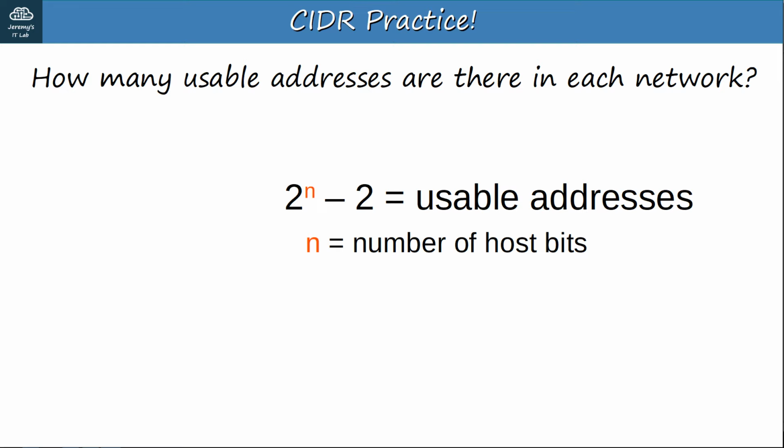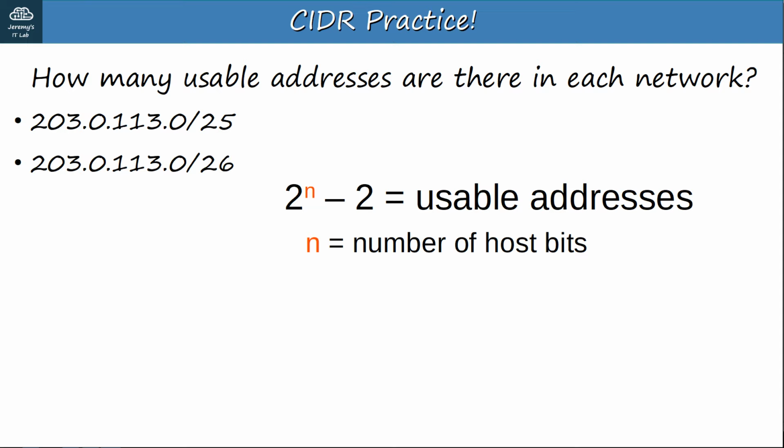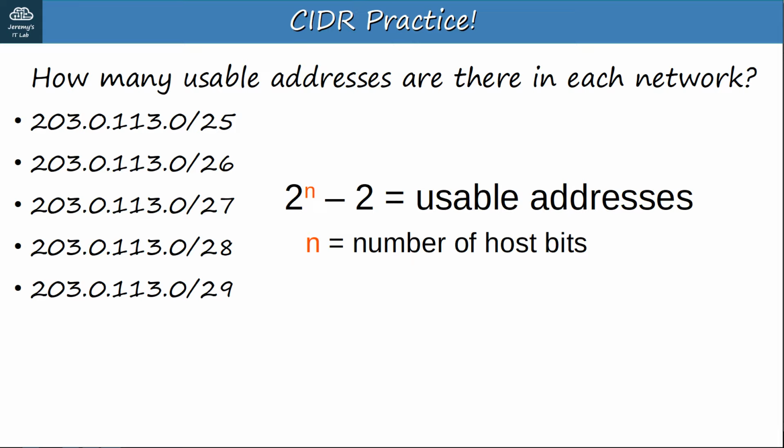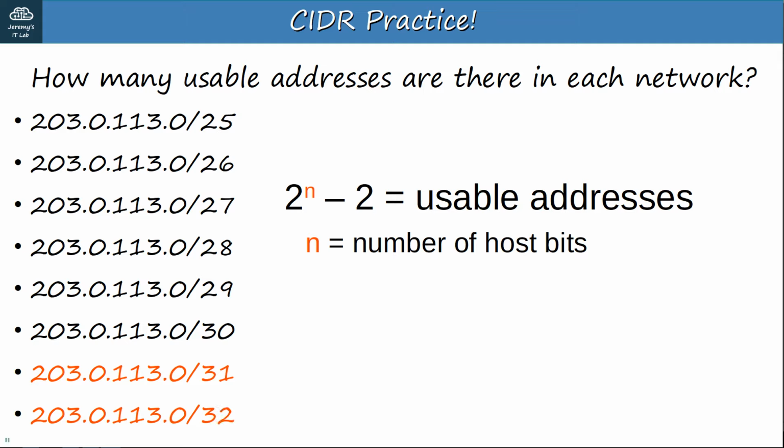Let's get some practice calculating the number of hosts within different prefix lengths. 203.0.113.0/25, 203.0.113.0/26, 203.0.113.0/27, /28, /29, /30, /31, and finally /32. I've put /31 and /32 in red because they're a little bit special. You'll see when you try to calculate it. So, pause the video here and try to calculate how many usable addresses are in each network.